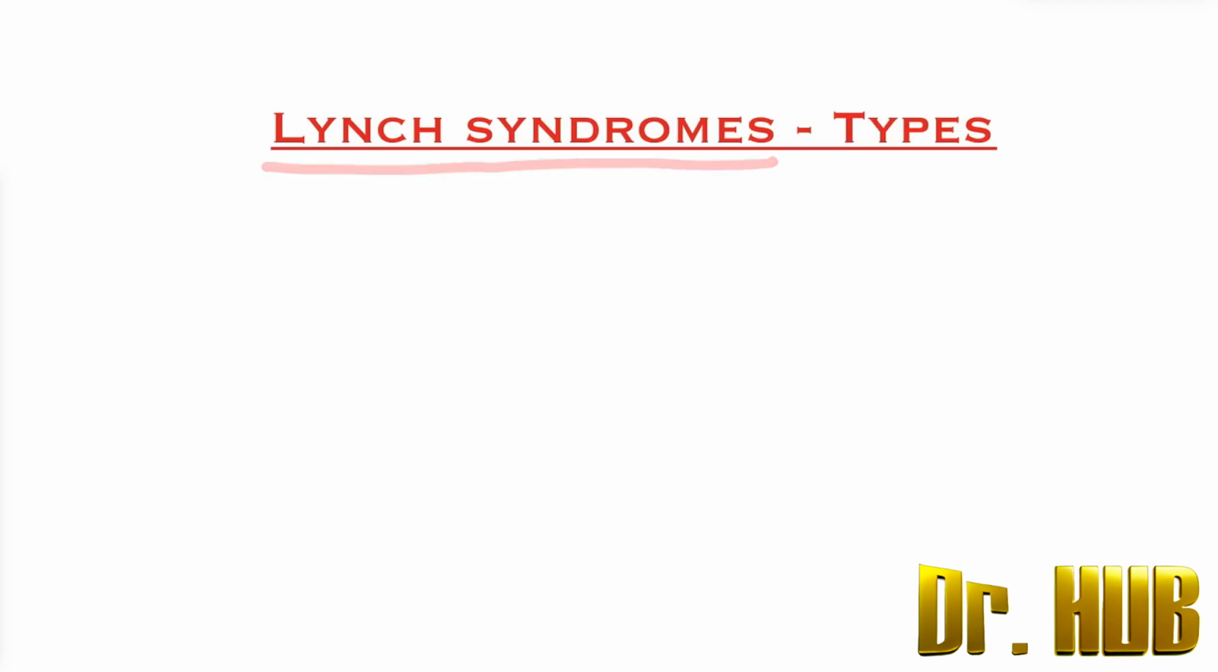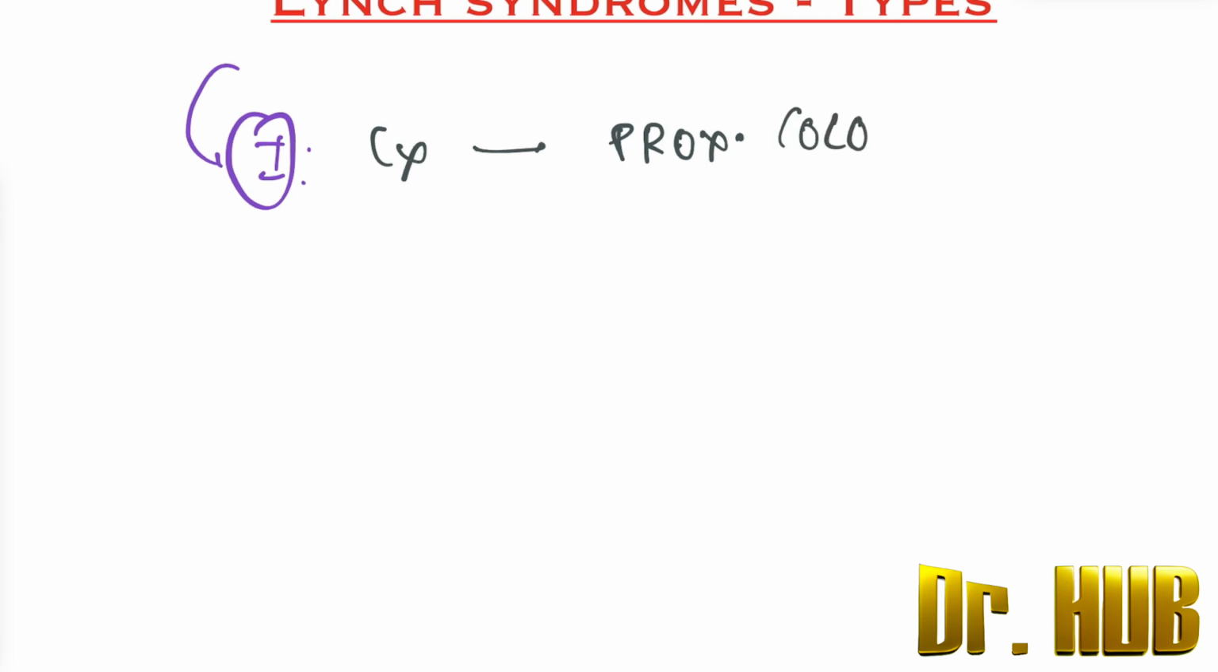Lynch syndrome and its types. So this Lynch syndrome, there are two varieties. One is type 1 syndrome. So this type 1 syndrome is characterized by cancer in the proximal colon, and it is occurring at a relatively young age.